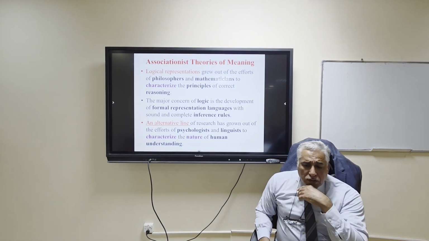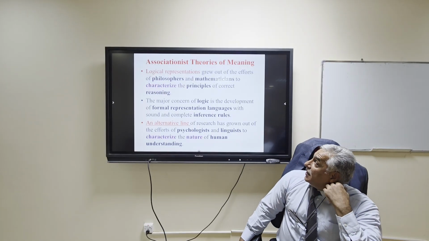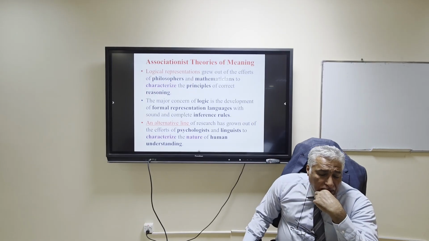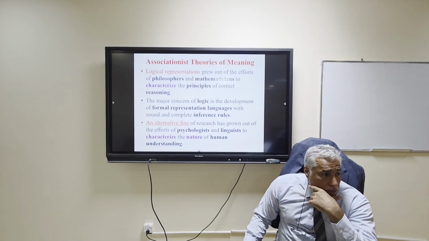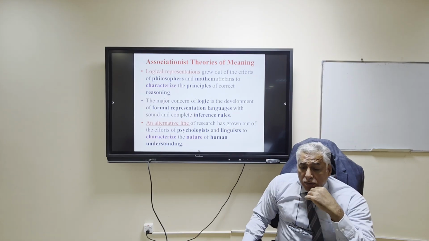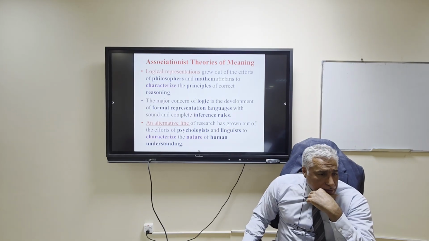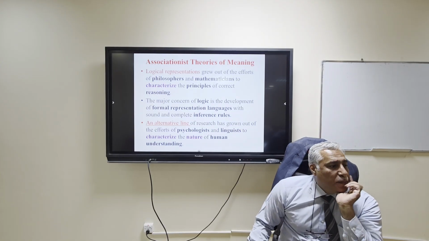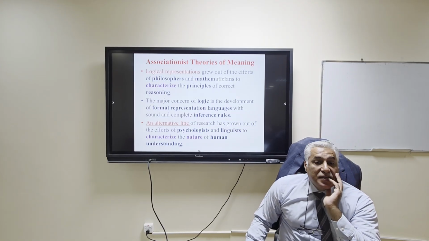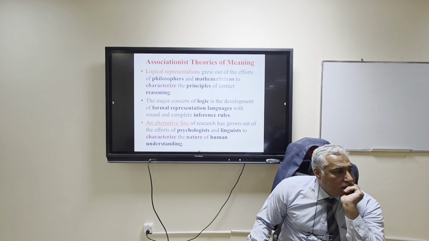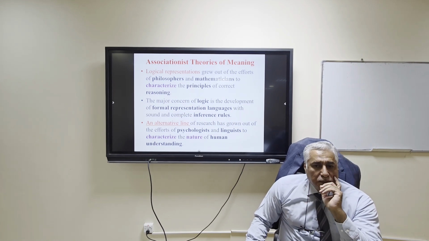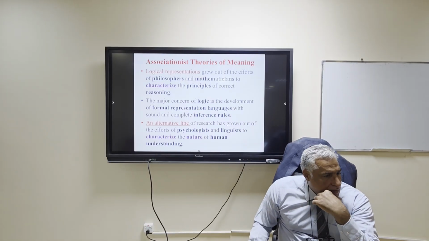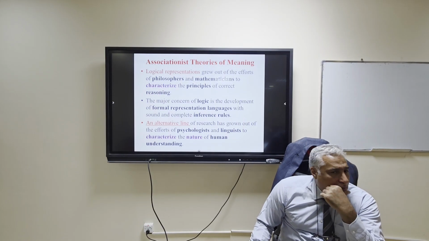Logical representation grew out of the efforts of philosophers and mathematicians to characterize the principles of correct reasoning. The major concept of logic is the development of a formal representation language with sound and complete inference rules. Now we focus on which rules and which language will be used for the representation of knowledge in the mind or in the computer, because by the mind in humans, and in machines we mean the computer.